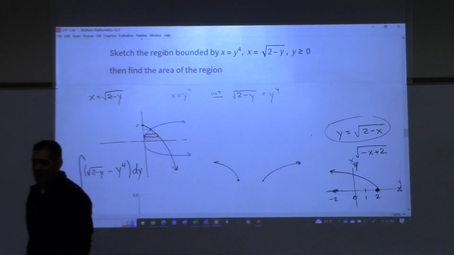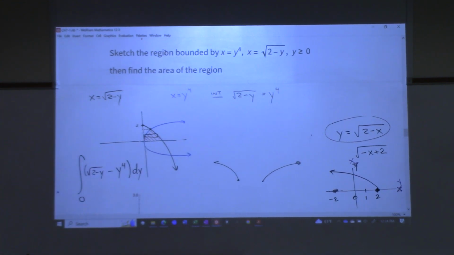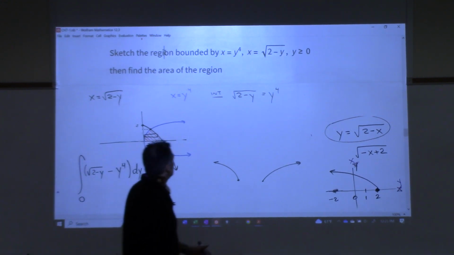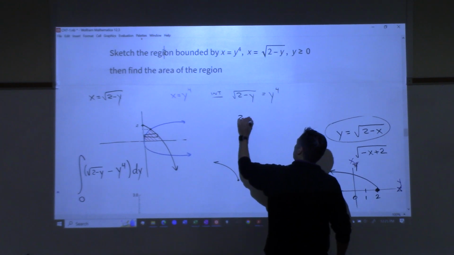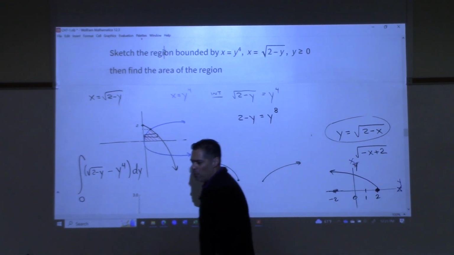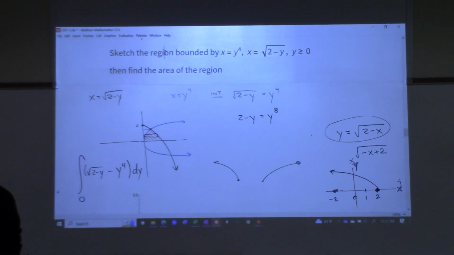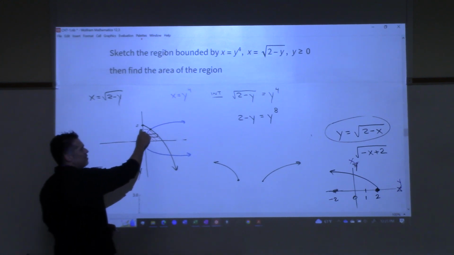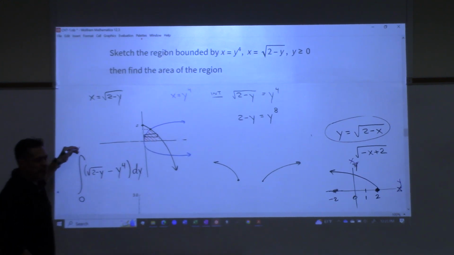Now that is not an easy equation to solve. You can try it. Square both sides. You get 2 minus y equals y to the eighth, right? Because when you square y to the fourth, you double that power. Why are we solving the equation again? To try and figure out where they intersect one another so I can get this y value to get my upper limit of integration.